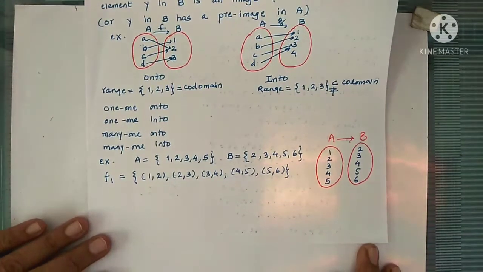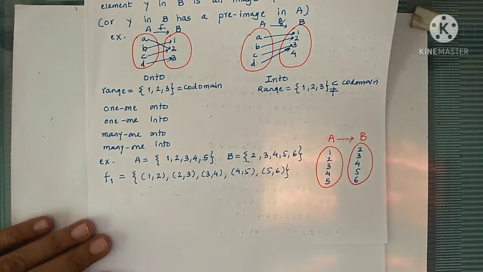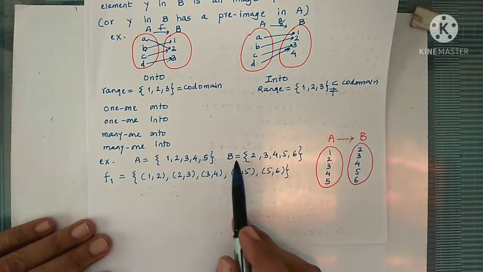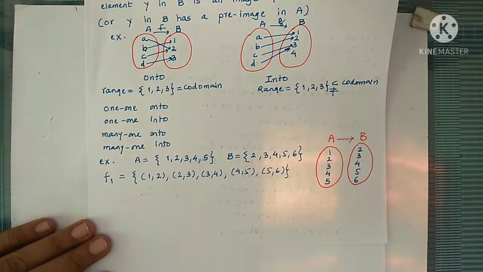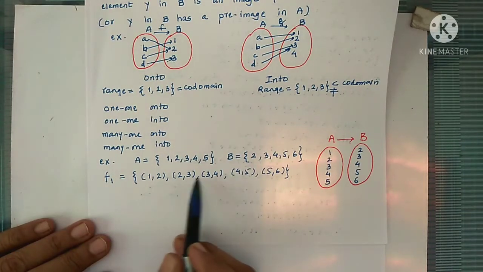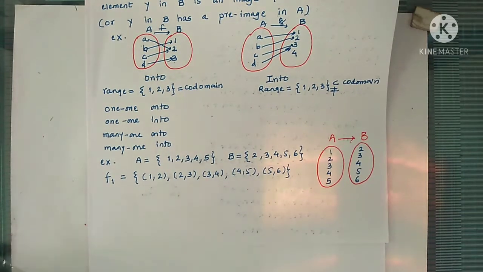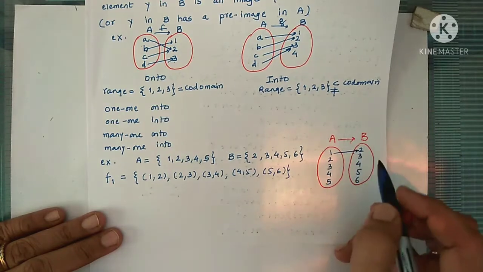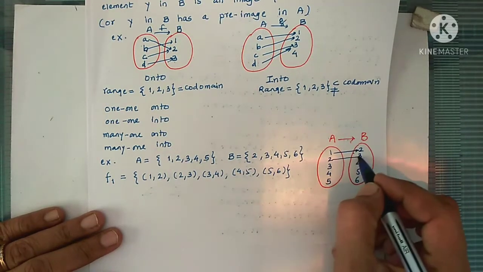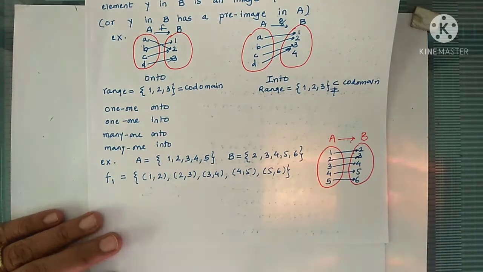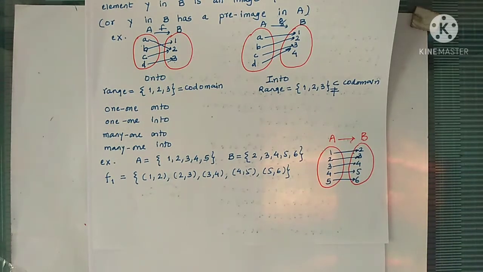Now let's solve some examples based on this. Identify the type of function in this example. Set A, that means the domain set, is given as 1, 2, 3, 4, 5. Codomain set B is 2, 3, 4, 5, 6. And the function given is the ordered pairs (1, 2), (2, 3), (3, 4), (4, 5), (5, 6). So to make it simpler, let's draw an arrow diagram. (1, 2) means 1 is related to 2. Ordered pair (2, 3) means 2 is related to 3. 3 to 4, 4 to 5 and 5 to 6. So consider this arrow diagram.